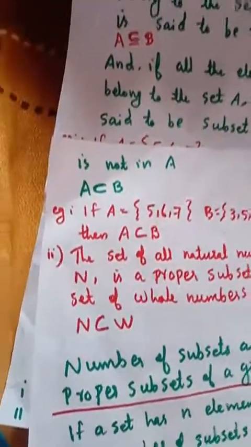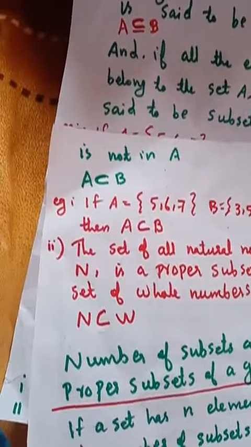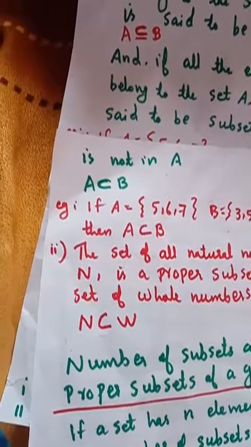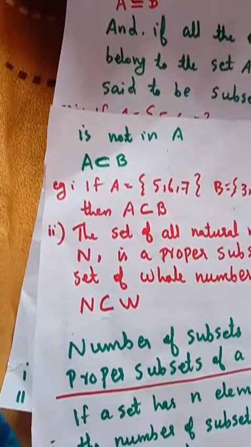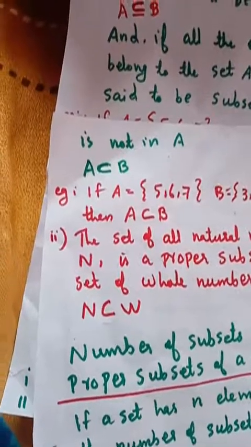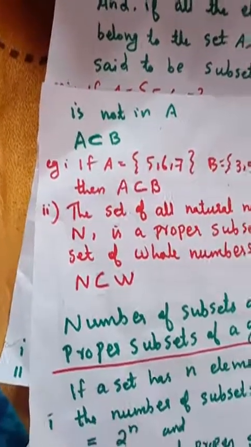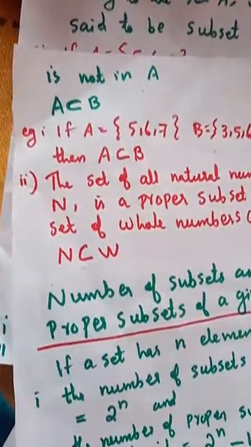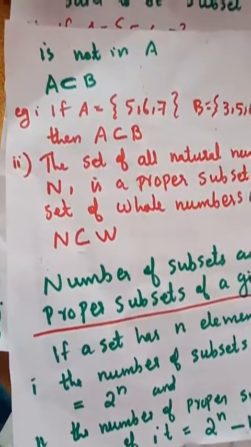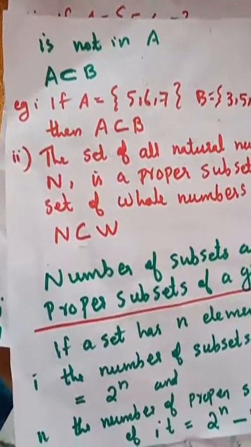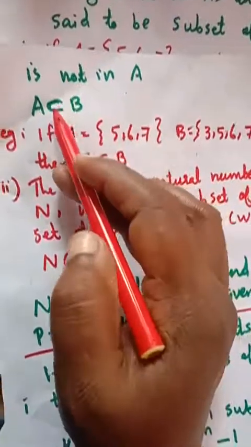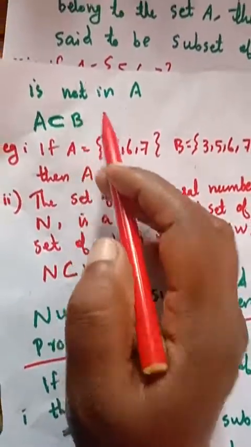Okay. Proper subset means all the elements of A are in B, and B contains at least one element, minimum one element, and that element is not in A. Clear? This is the notation for A proper subset of B.